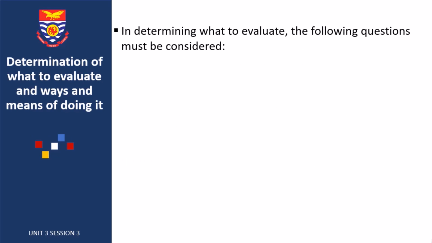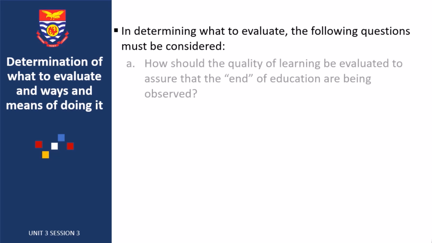Now let's look at the final stage or the final phase of Taba's model, which talks about the determination of how to evaluate and the ways and means of doing it. And in trying to do evaluation, the following questions according to Taba must be considered. One question in doing evaluation is, how should the quality of learning be evaluated to assure that the ends of education are being observed? So to what extent can we say that the intended objective has been achieved?